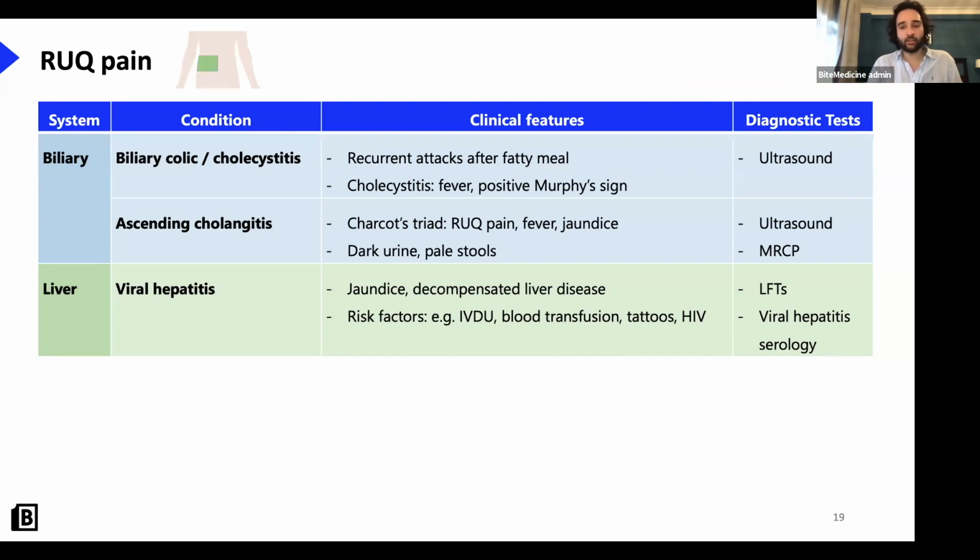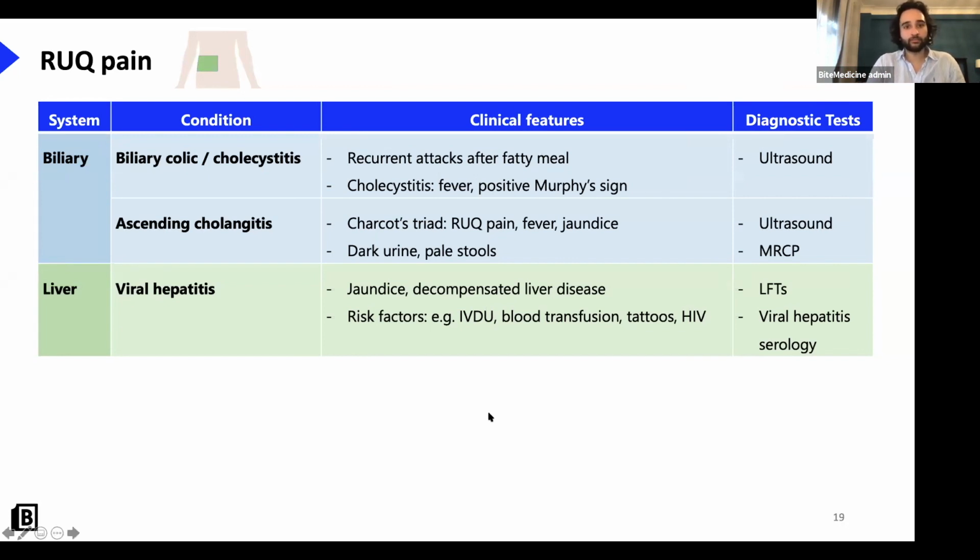And the key tests, obviously there are lots of other tests you would do for these patients, but the key ones, if we're thinking about viral hepatitis, are going to be liver function tests and your viral hepatitis serology. So things like your hepatitis C virus antibodies would be a useful test, but your full set of serology would be useful. But as I said, lots of different causes of hepatitis, including lots of causes of chronic liver disease, including alcohol, autoimmune causes, non-alcoholic fatty liver disease. But in this case, we're thinking specifically about viral hepatitis here.